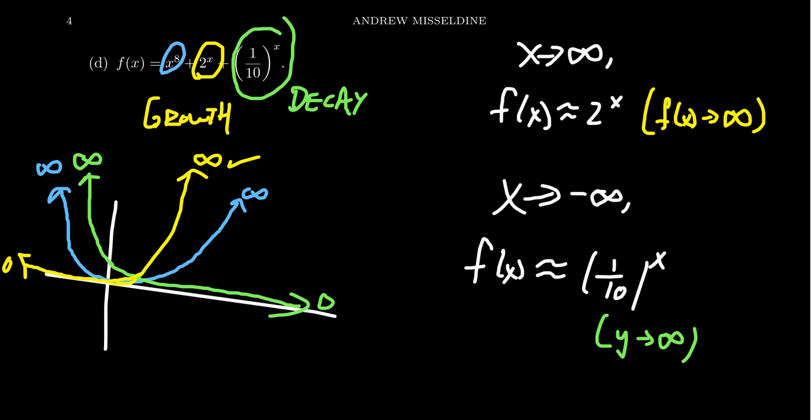But exponentials get a little bit more tricky, right? When the exponential is growing, it'll dominate a power function, but when it's decaying, it'll be recessive. That's if you're going towards infinity. If you go towards negative infinity, you get the exact opposite.